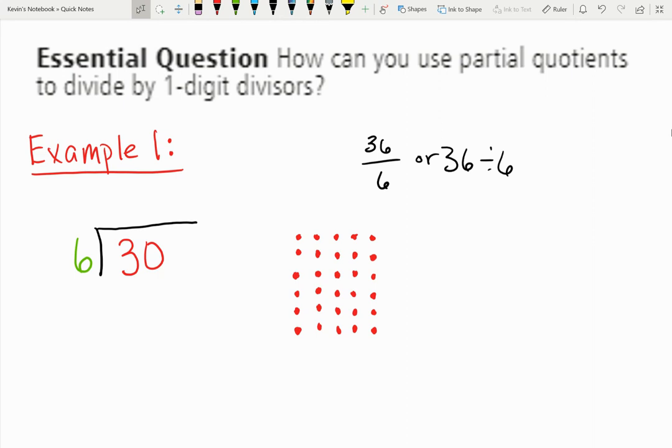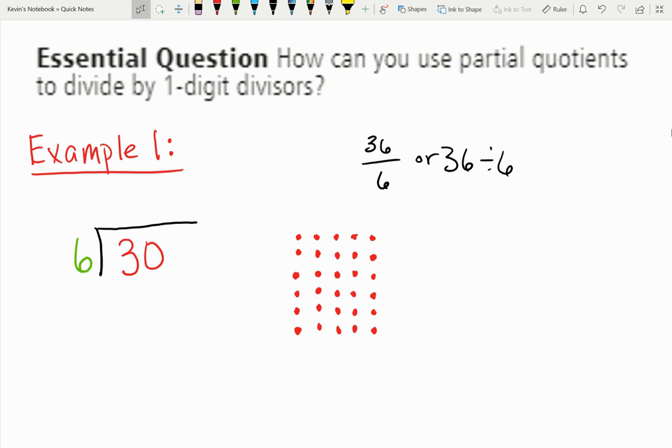And our central question of the day is, how can you use partial quotients to divide by one-digit divisors? Now, we are going to also do regrouping as well. I'm going to show you examples of each, so don't worry. And it is really up to you which method you prefer. But I'm going to start out with just the very basic fundamentals of division.